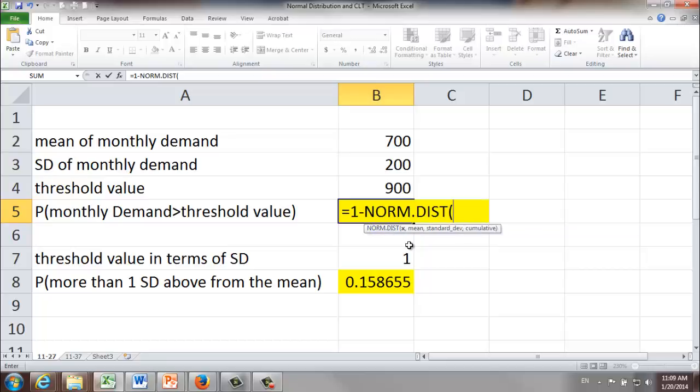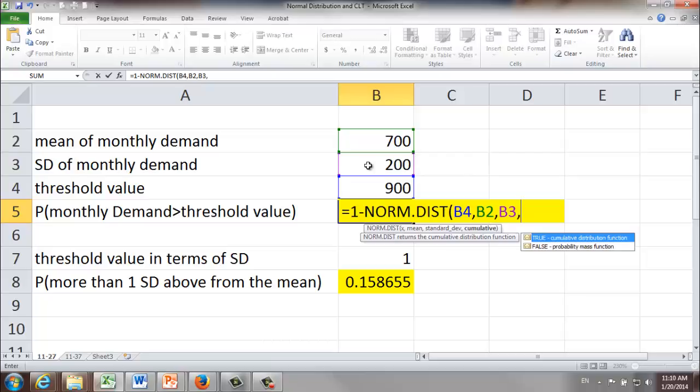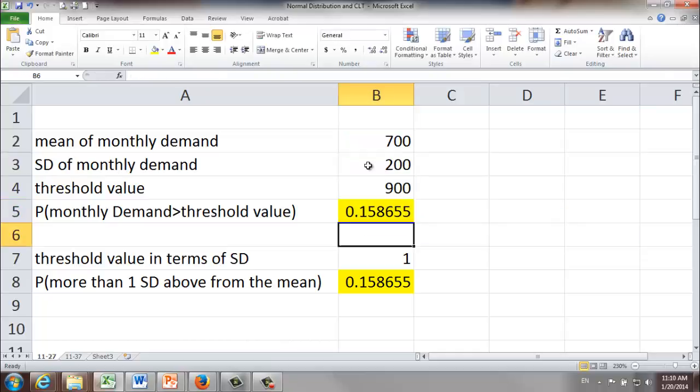Double click. In this case, we need to tell Excel 4 things. First of all, the threshold value we are talking about. We know it is 900 in our cell B4. Second element is the mean of monthly demand. We know it's in B2, 700. Thirdly, we need to tell Excel the standard deviation of monthly demand, which is 200 in cell B3. In the end, we're going to tell Excel, yes, we are using cumulative distribution. Close the parentheses and hit return.